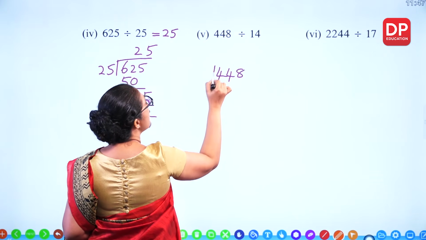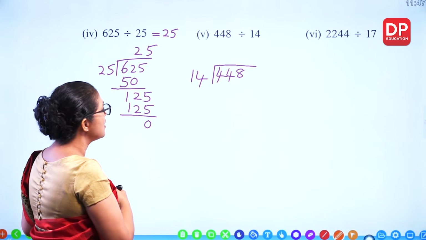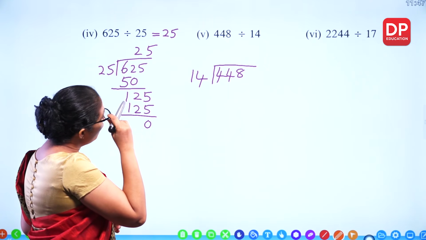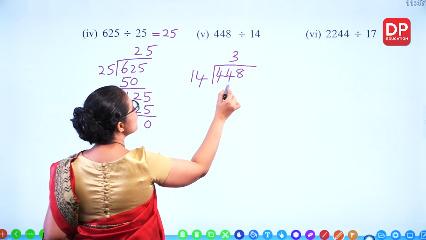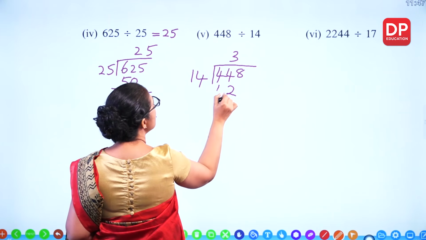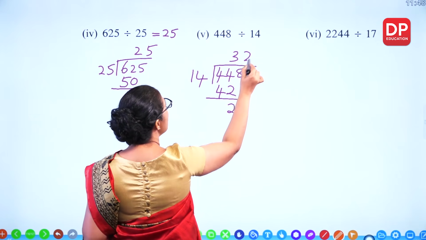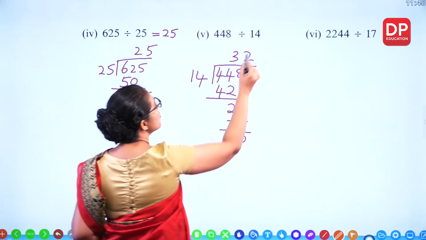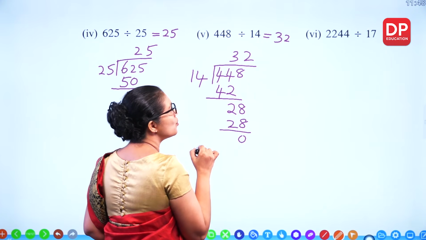448 divided by 14. 14 times what is 44? 4, it's too big. So this is 3. 3 times 4, 12. 1 remaining. 3 times 1, 3 plus 1, 4. So 28 is remaining. For 28, that's 2. So the remainder is 0. So straight away you can write the answer is 32.